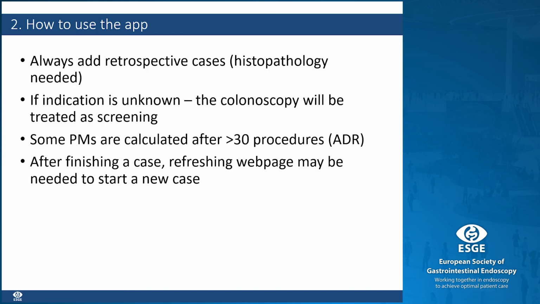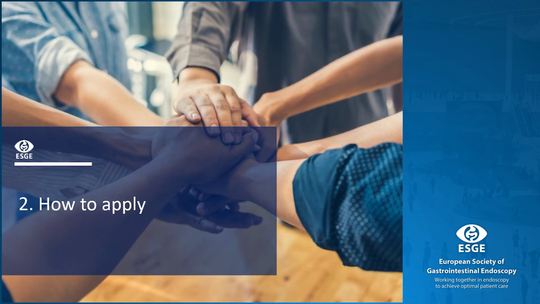So to conclude, just a few tips on the cases. Please remember to input only cases after histopathology assessment, so only retrospective cases. Also keep in mind that if there is no indication for a colonoscopy, the questions will be asked as if it was a screening procedure. Remember that some PMs will be calculated after 30 procedures, mainly adenoma detection rate. Finally, sometimes you may need to refresh the web page in order to start a new case.